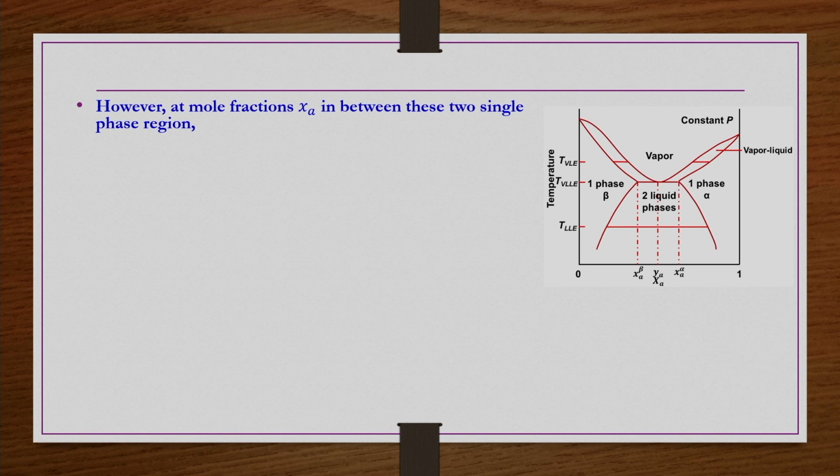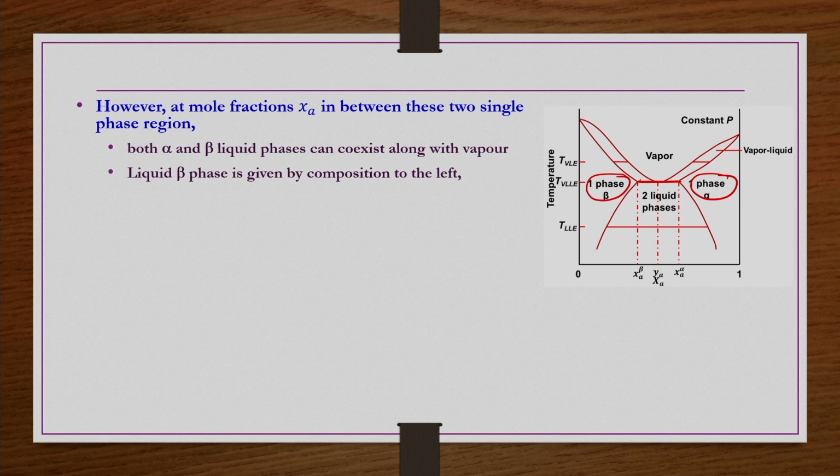Okay. So, the same picture I have drawn once again. However, as mole fraction x_A increases, between these two single phase regions, that is the beta liquid phase and the alpha liquid phase, both alpha and beta liquid phases can coexist along with the vapor. So liquid beta phase is given by composition on the left side, and then liquid alpha phase is given by the composition to the right, that is x_A alpha here at this tie line.